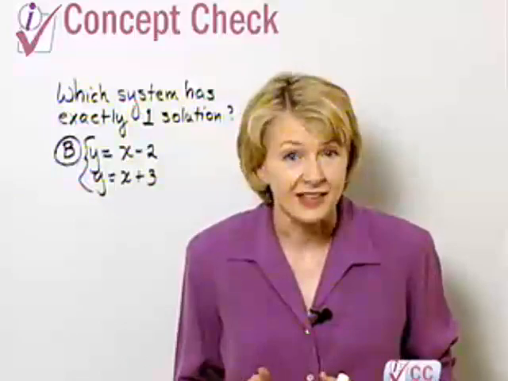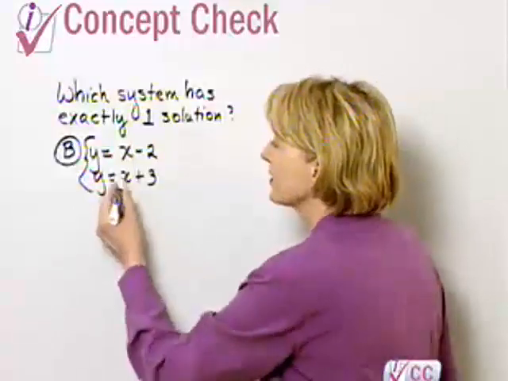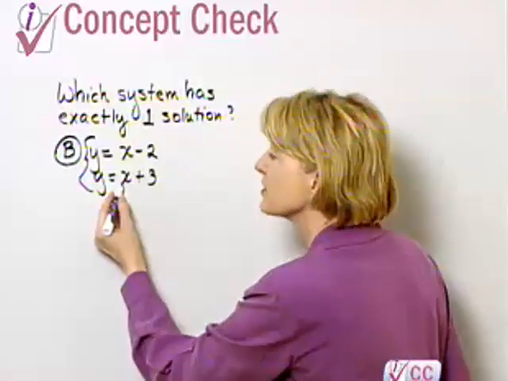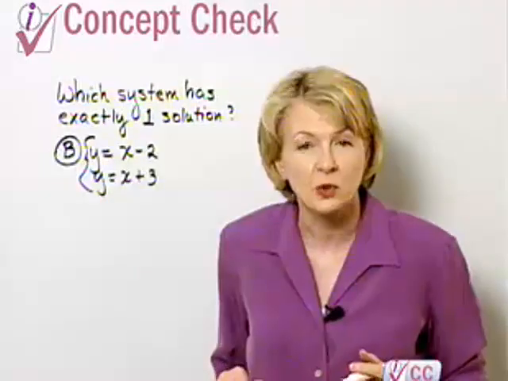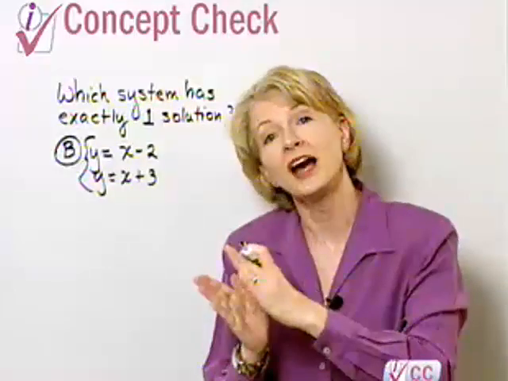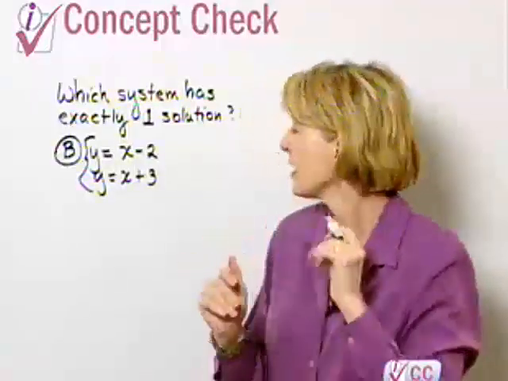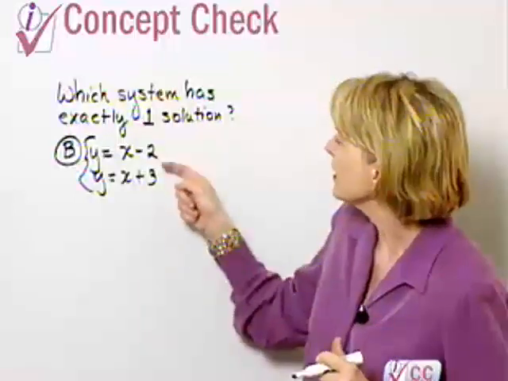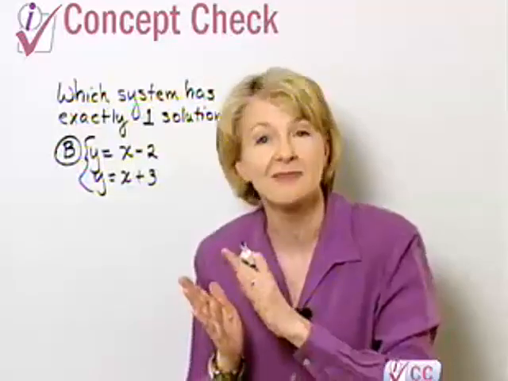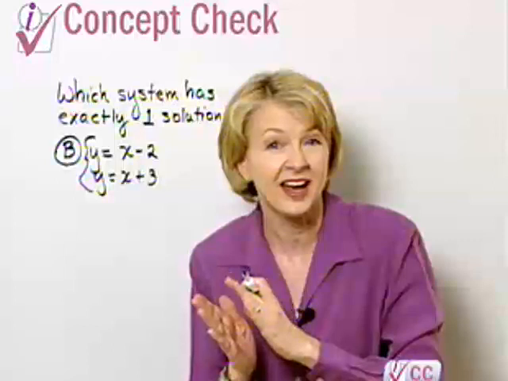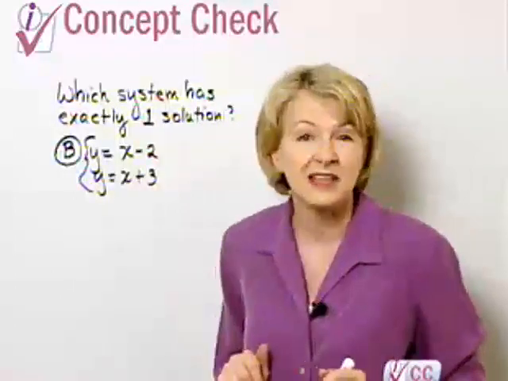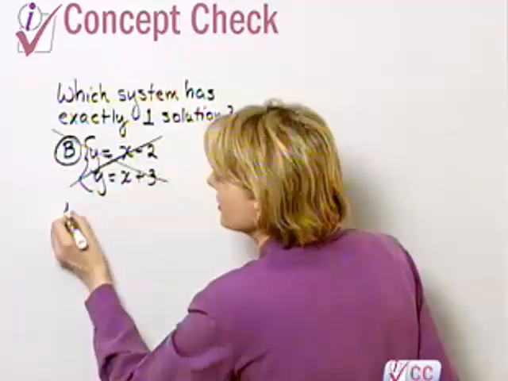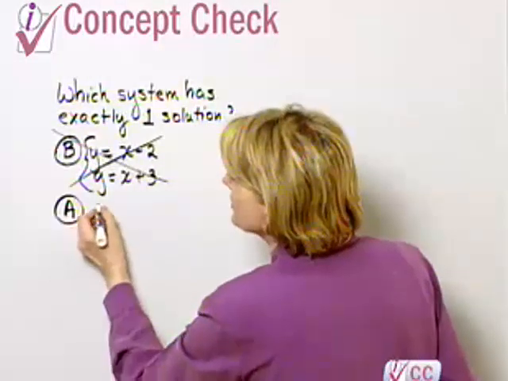Choice B is incorrect. Let's talk about why. The coefficient of x is the slope, it is 1. The coefficient of x here is the slope, it is 1. So we have two lines that tilt the same way. It's either going to be same line or parallel lines. Because the y-intercepts are different, we do have parallel lines. Parallel lines in a system means no solution to the system. So this is incorrect. The correct choice is choice A.